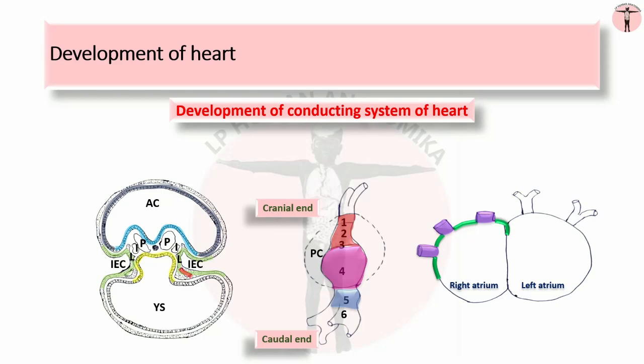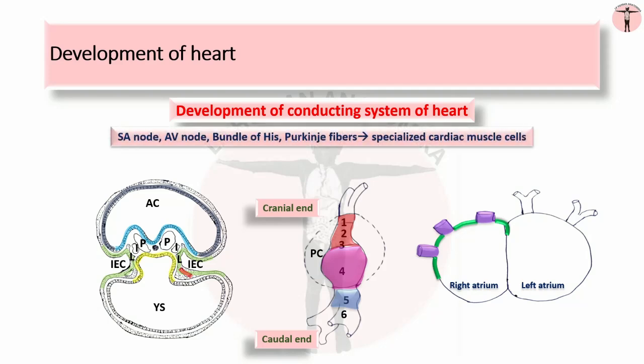Formation of the conducting system of the heart. Contraction of the heart by myogenic activity begins at about 28 days. The conducting system of the heart, which includes the SA node, AV node, bundle of His, and Purkinje fibers, consists of specialized cardiac muscle cells. The SA node is derived from the neural crest cells, and the rest of the conducting system is thought to be derived from cardiogenic mesoderm.